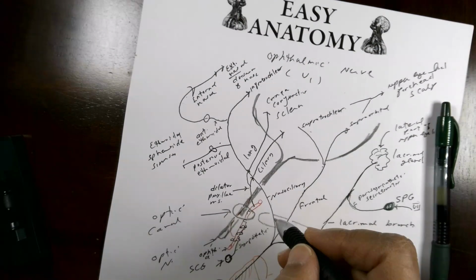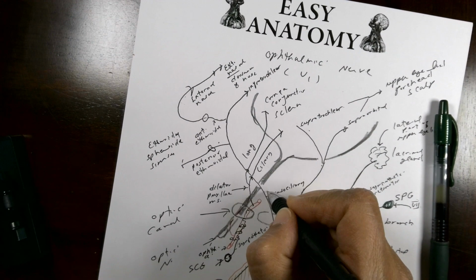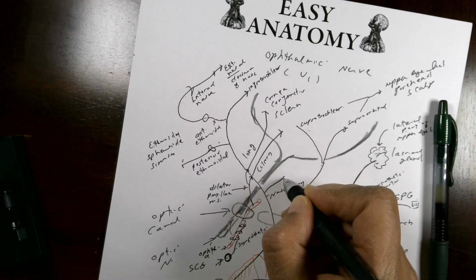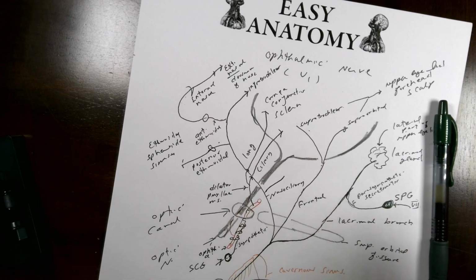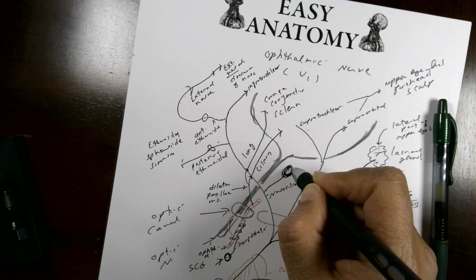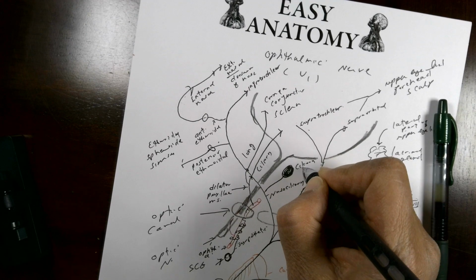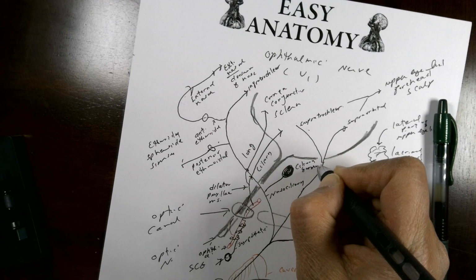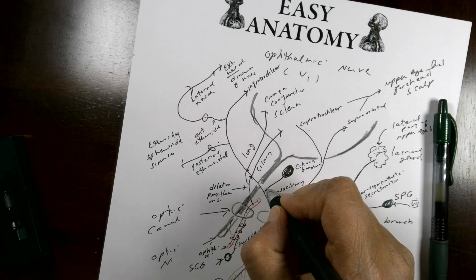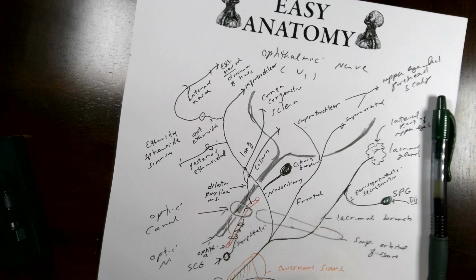The last branch of the nasociliary nerve here is called the sensory root for the ciliary ganglion. So this is the ciliary ganglion, and this is the sensory root for the ciliary ganglion.